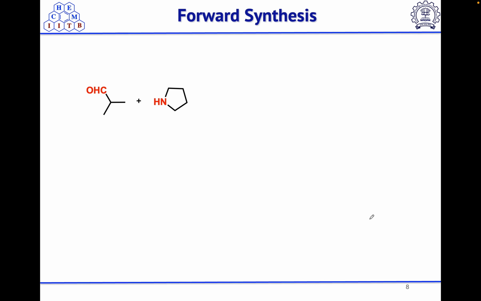So for the forward synthesis, first we have this isobutanaldehyde, and this pyrrolidine. So this is the pyrrolidine base. So what will it form? If we react this aldehyde and this pyrrolidine, what will it form? Just write down the structure of the corresponding product.